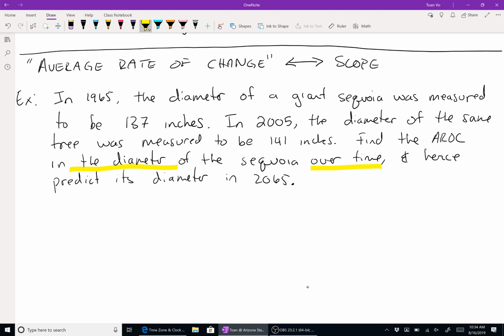We're going to have to build relations, what we talked about yesterday. We're going to have to link up information in this particular problem. Do you guys agree we're talking about diameters and time? So let's link up diameter and time. Reading the question, they gave us 137 inches. That links up to what time? 1965. They gave us 2005. That's a time. That links up to what? 141 inches. So what we can do is convert these pieces of information into points.